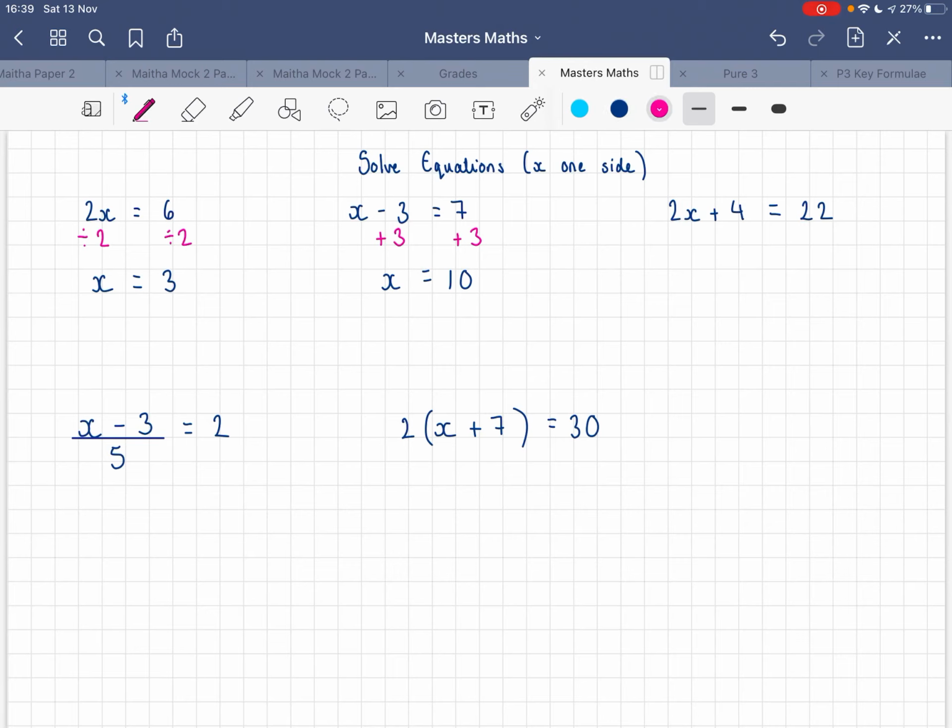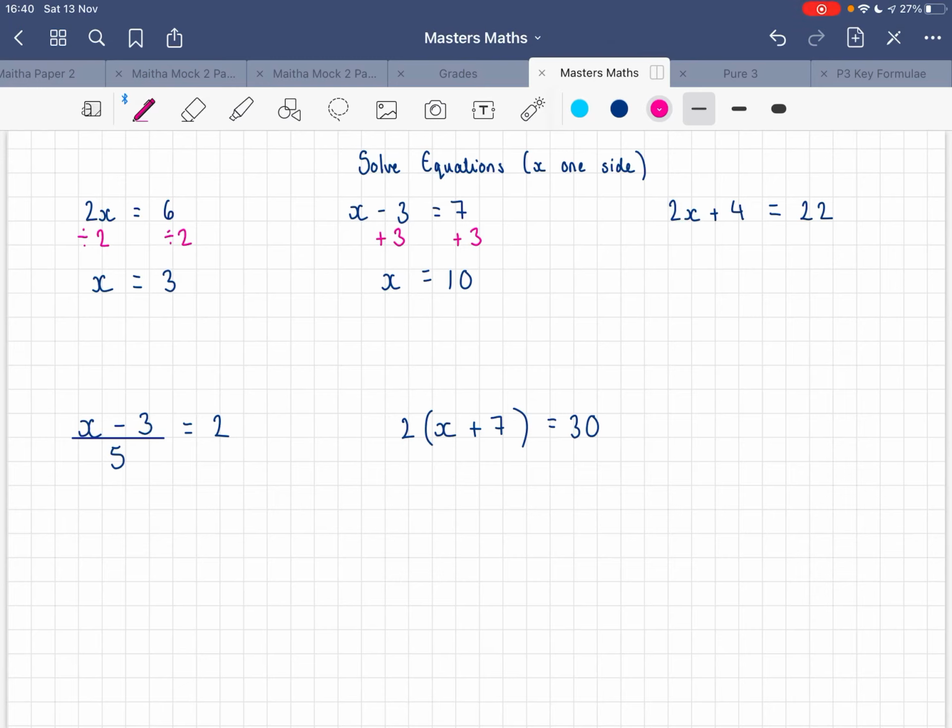The next one along is going to have more than one step because there's two things that have happened to x on the left-hand side. x has been multiplied by 2 and then we've added 4. Now we have to reverse that in the opposite order. So we multiplied x by 2, then we added 4. So to isolate x, to get x on its own, we have to reverse that in the opposite order.